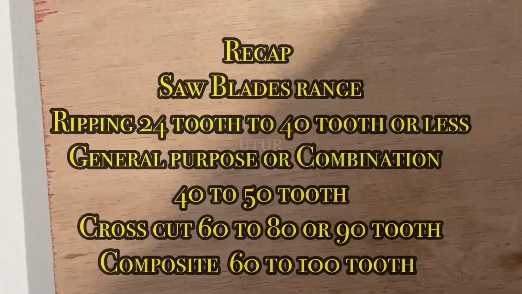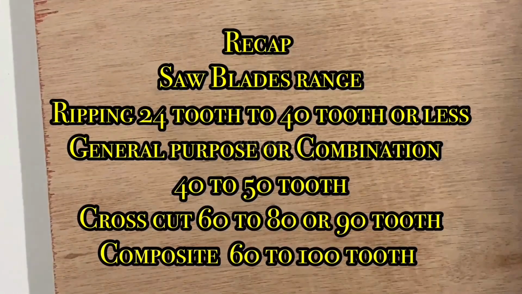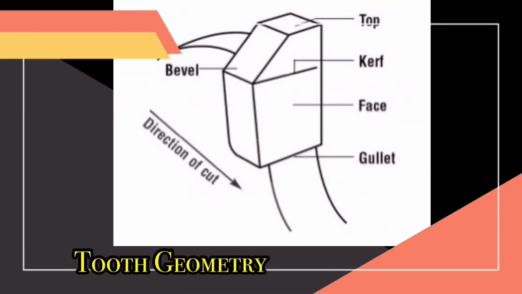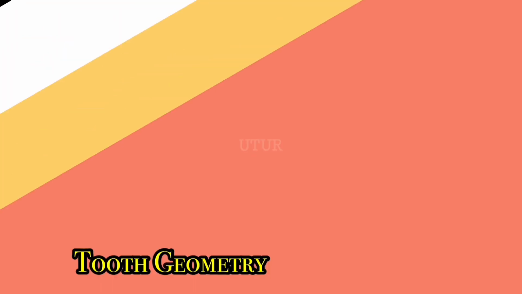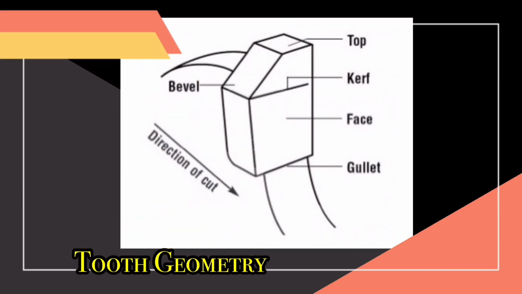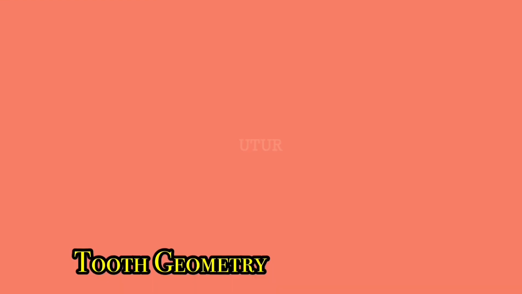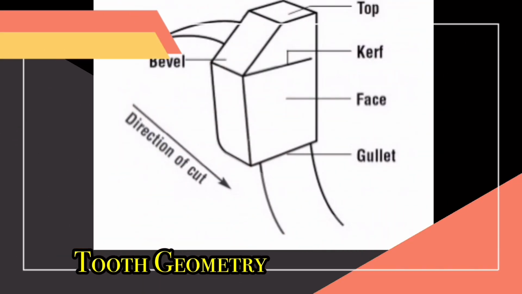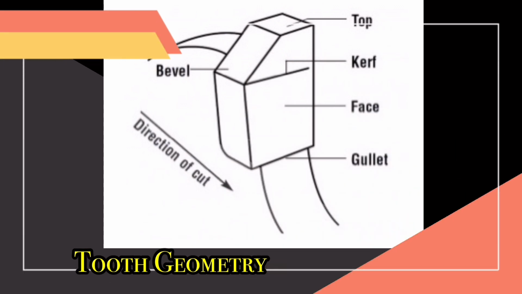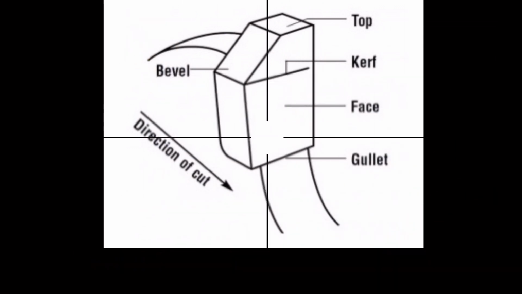And so here is a quick overview of the saw blades and their tooth range. Saw blades have got distinct tooth geometry. If we isolate one tooth, you can see at the top of the tooth, the kerf or the thickness of the tooth, the bevel or slope, the face of the tooth, and the gullet in front of each tooth, which can be different for different saw blades.